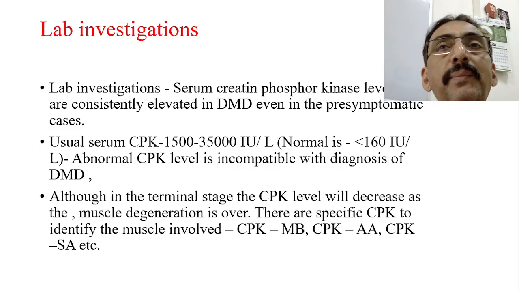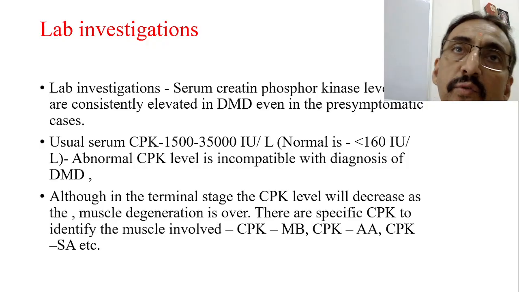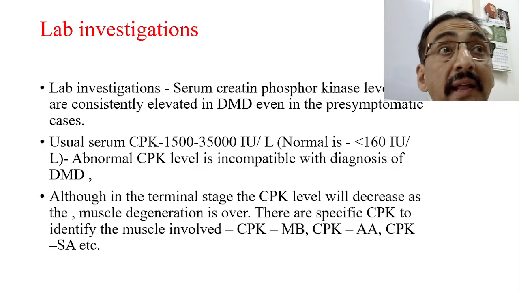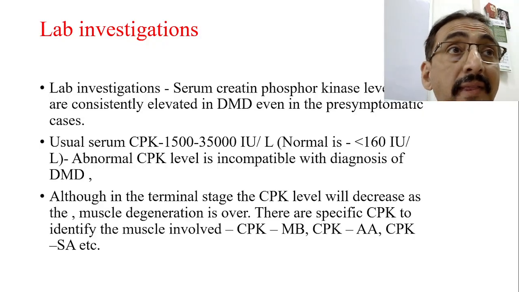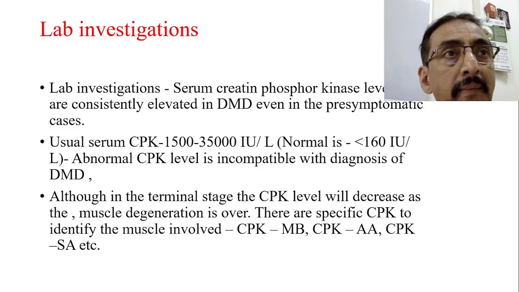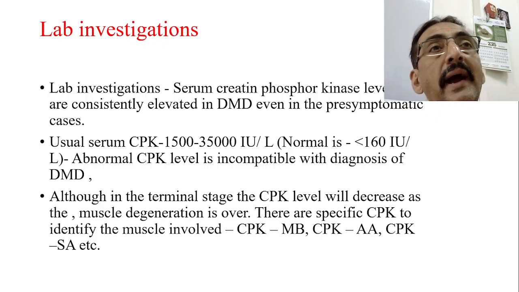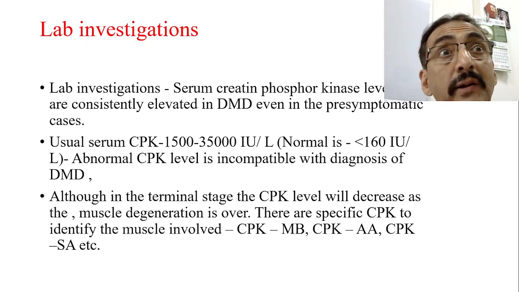One more test is CPK-MB. This is very specific for cardiac smooth muscle, because dystrophin is present in cardiac muscle also. If the cardiac muscle is undergoing degeneration, we have to go for CPK-MB. M stands for myocardium. So that gives the idea whether cardiac muscles are undergoing degeneration because of the dystrophin problem or not.